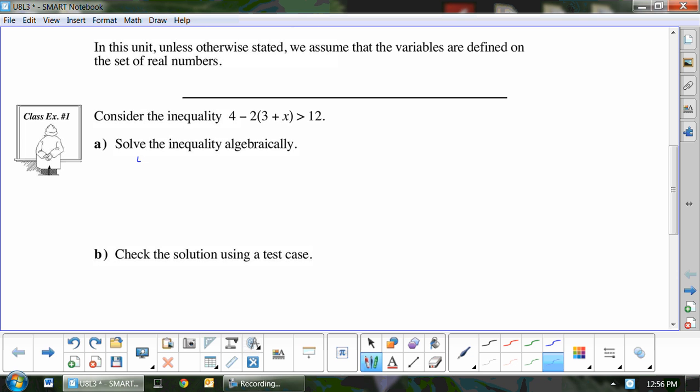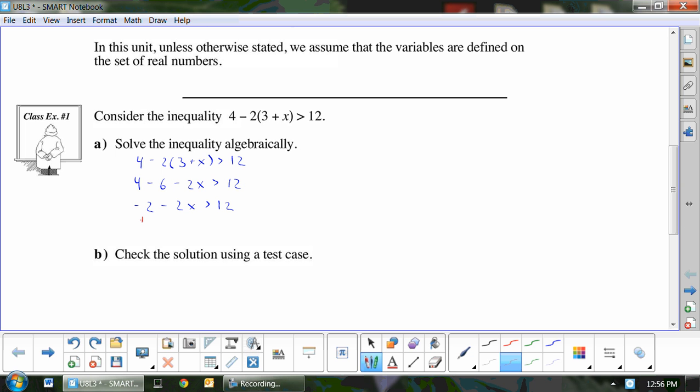So we have 4 minus 2 multiplied by 3 plus x. It's greater than 12. And so we start off by solving these just like we would any other algebra problem. We go and get rid of our brackets. We'll have 4 minus 6 minus 2x. It's greater than 12. We can gather our like terms. So we get negative 2 minus 2x. It's greater than 12.